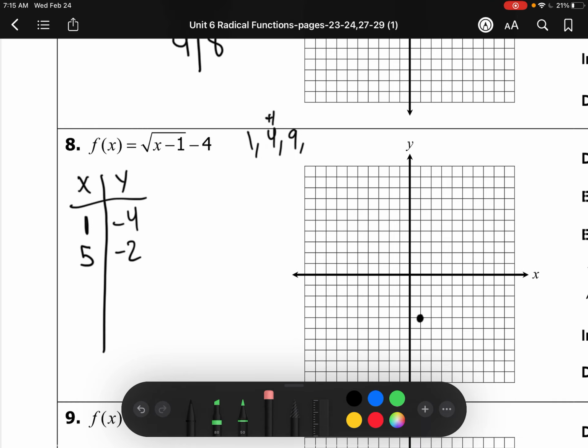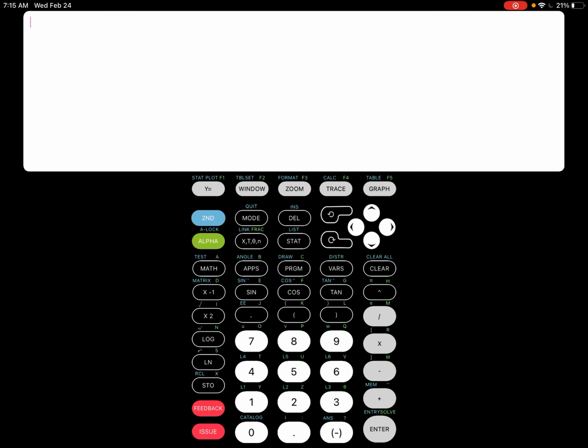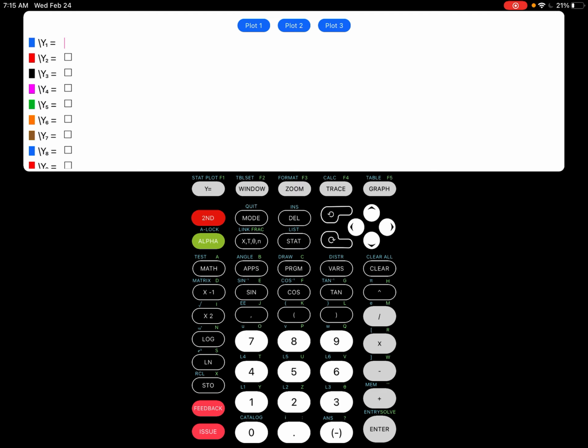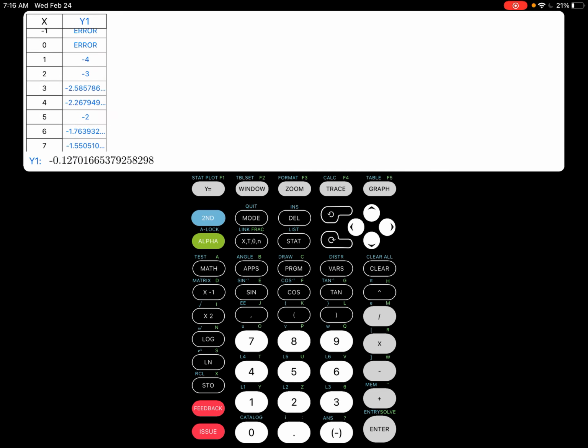And again, if you're having a hard time identifying the values that you should plug in, you can go straight to your graphing calculator. You're going to type in the function. The function is y equals the square root of x minus 1 minus 4. This is what the graph is going to look like. You see it shifted below the x-axis and to the right of the y-axis. And you're going to click second and graph, and here's your points.